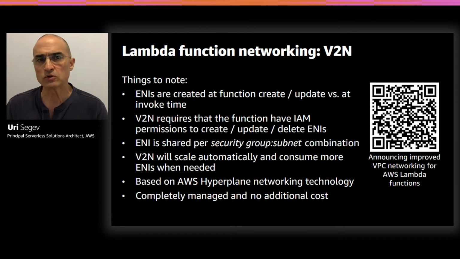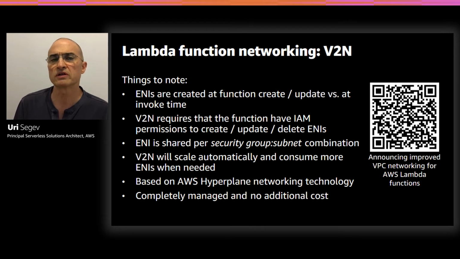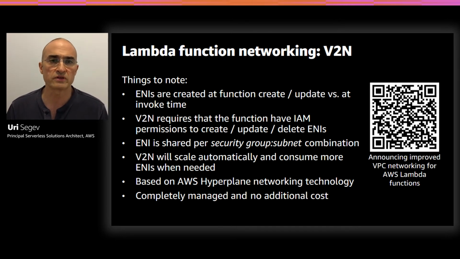A few words about V2N. The ENIs are created during the function creation time or update time, and not as it was before we had V2N, where the ENIs were allocated during the function invocation. That caused a very long cold start time, up to 15 seconds or more. Now with this, when we create the ENIs at function creation time, invocations, when they happen, do not incur that long cold start. It can happen in less than a second.